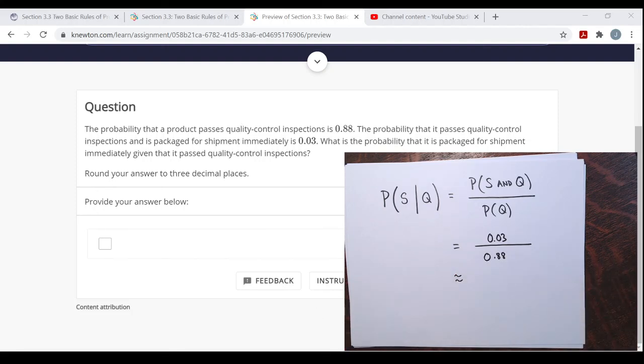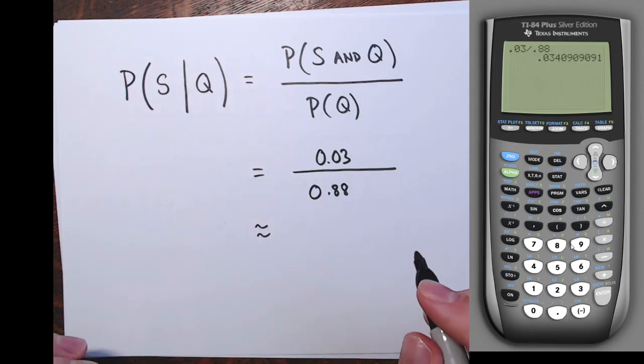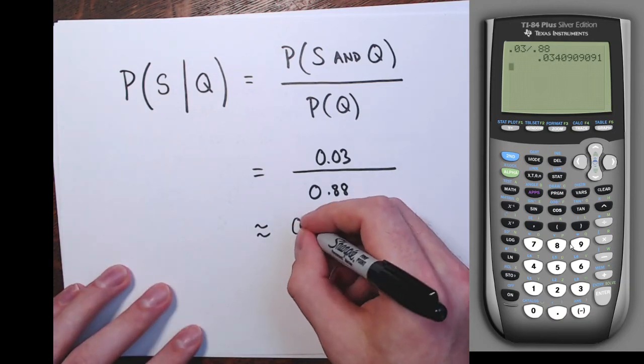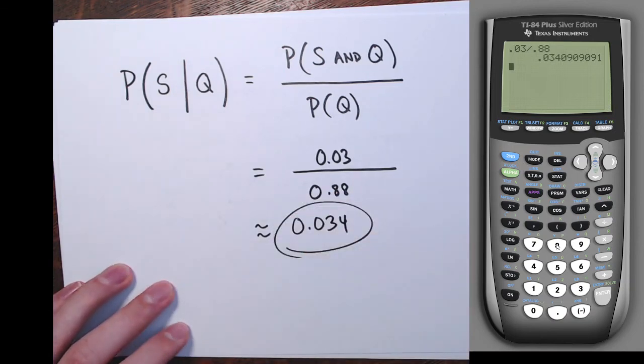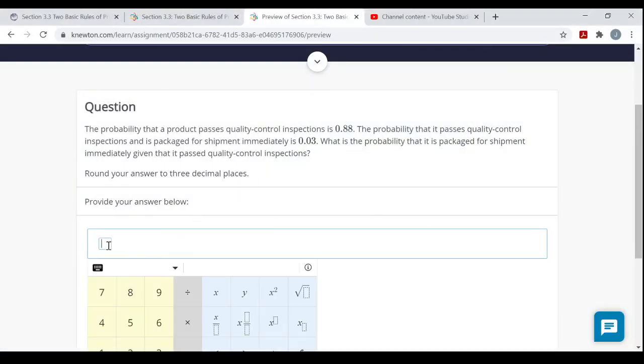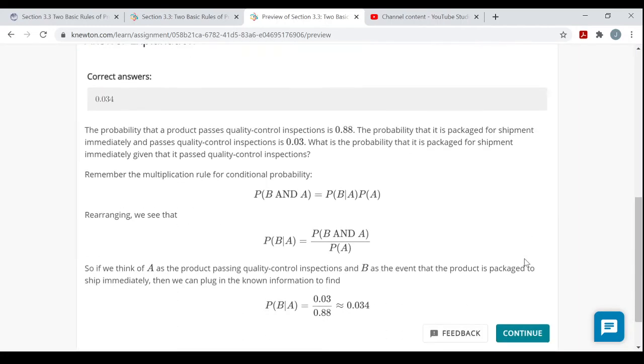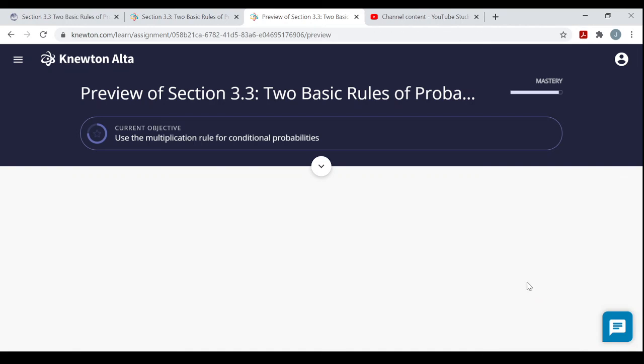All right, so now I'm going to actually do this. We'll pull the calculator up. It's already up, cool. I'm doing 0.03 divided by 0.88. And to 3 decimal places, that's approximately 0.034, and then there's a 0 after, so it would just stay 0.034. So back here, 0.034. Wonderful.